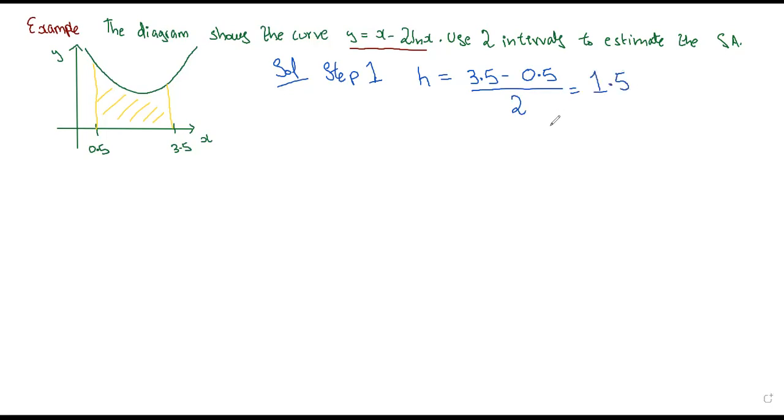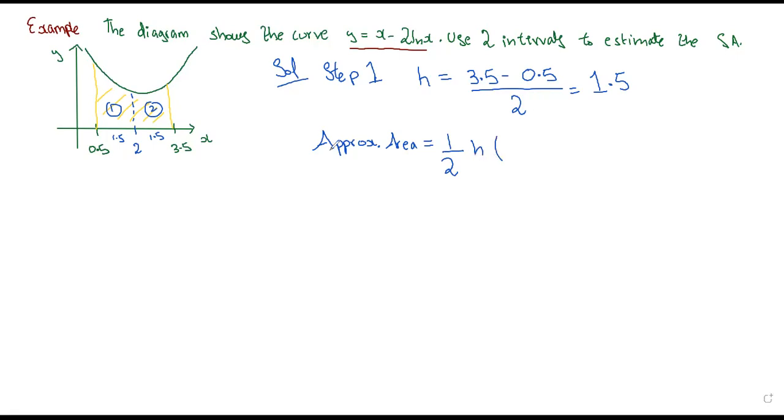Okay. Now we have our h. We know we'll have two intervals. So this would be trapezium 1, this would be trapezium 2, and this is going to be 2 because this is 1.5 and this is 1.5. Okay, perfect. Let's write down the formula of approximate area. Area would be equal to 1 by 2 h.